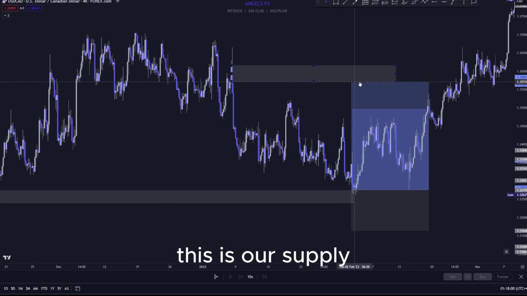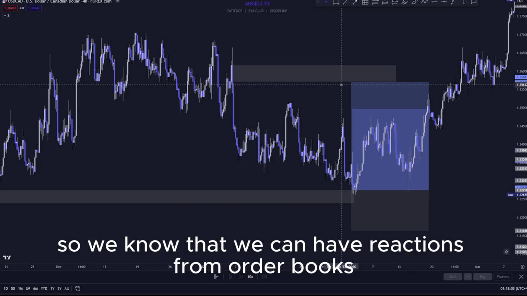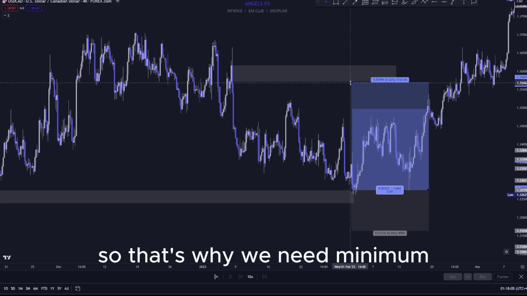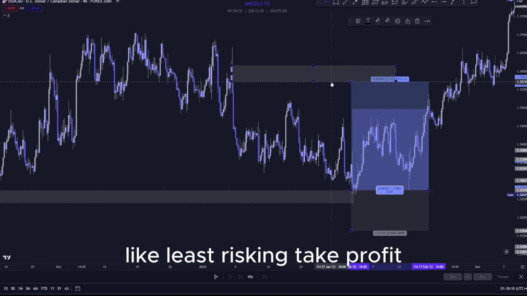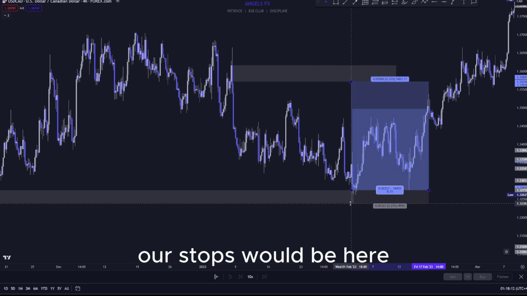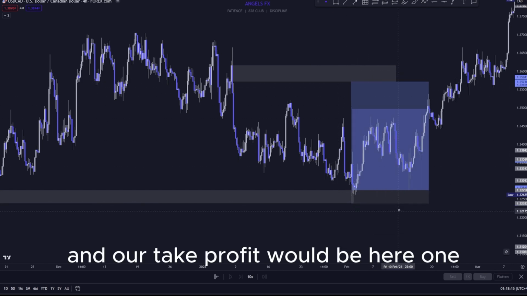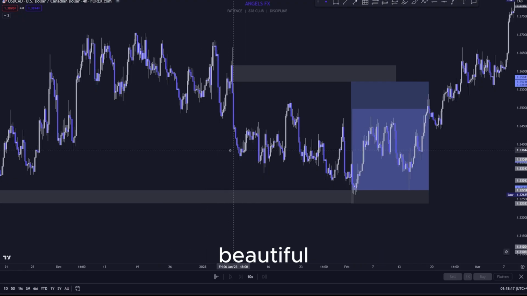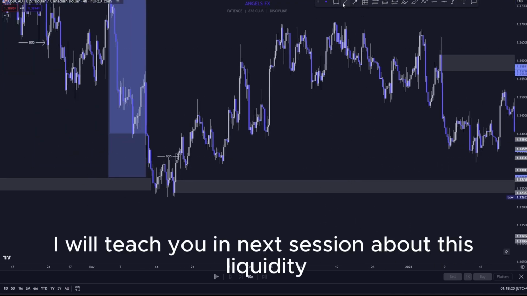This is our supply. So we know that we can have reactions from order blocks. So that's why we need a minimum, less risk, and a take profit. Our stop would be here and our take profit would be here. 1 to 8. Beautiful. And I will also teach you about liquidity in the next session.